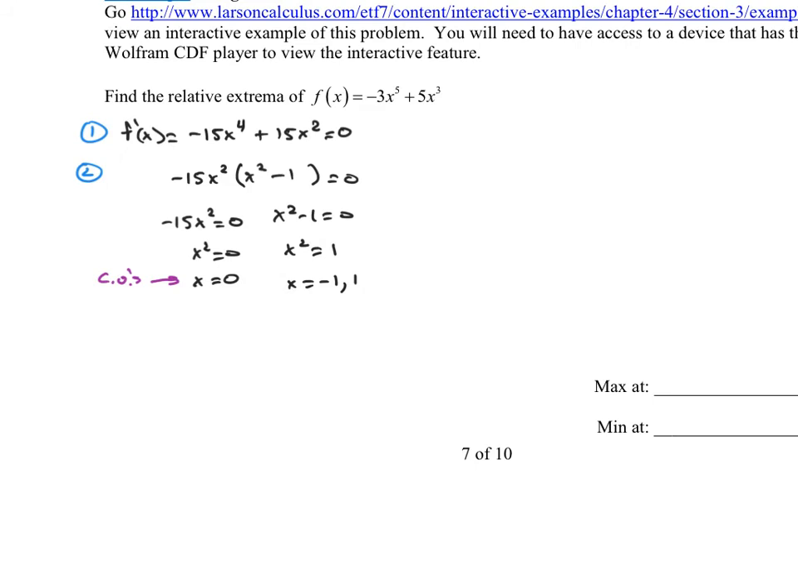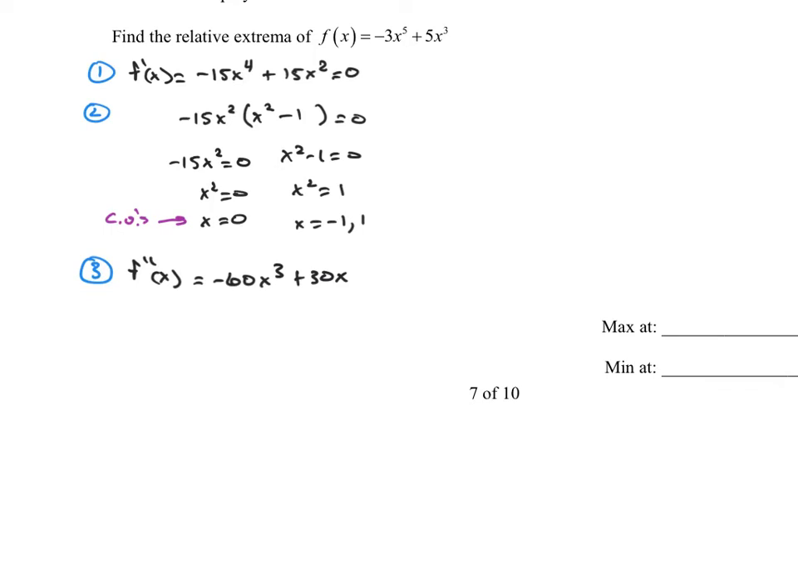So rather than determining my intervals and testing points in each interval, now I'm going to move on to the second derivative. So let's find that second derivative. The second derivative would be the derivative of negative 15x to the fourth, which would be negative 15 times 4x cubed. So that would be negative 60x cubed. The derivative of 15x squared would be 15 times 2x, would be plus 30x. Again, I do not set this equal to 0. I do not set this to undefined. I don't do any of that.